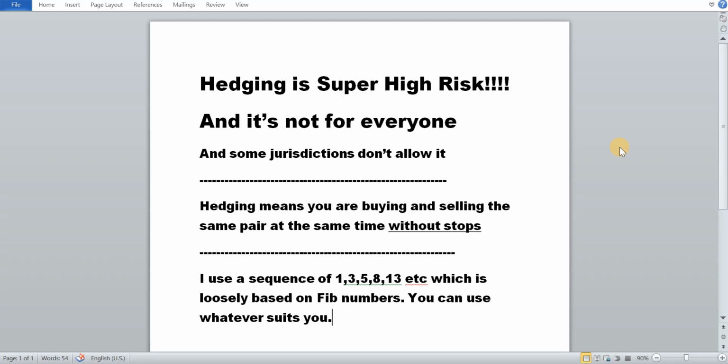Anyway, just be smart about it. Pick your trades. Don't just hedge for the sake of hedging. It is high risk. I cannot stress that enough.